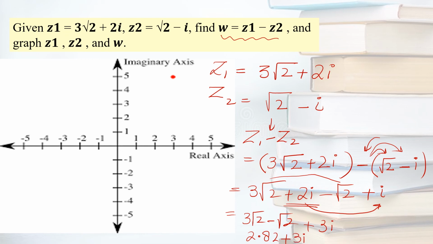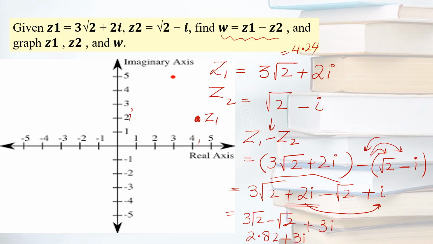Now, sketch the graph of these numbers. So, z1 equals 3 square root 2 plus 2i. And 3 square root 2 means 4.24. So, if you write this, this is your 4.24. So here it's somewhere here, 4.24, and plus 2i you have to move up because this is 2i. If we go here and here, so this is our point for z1.